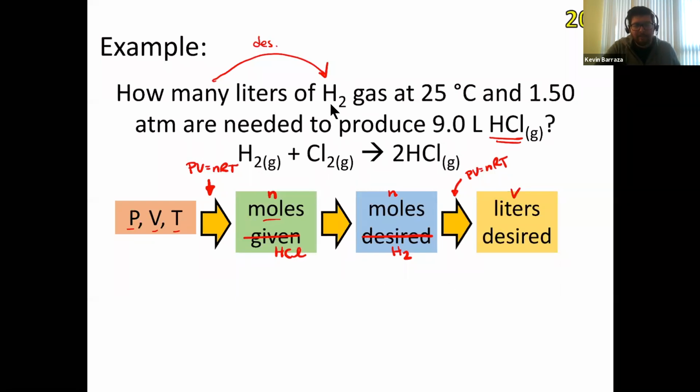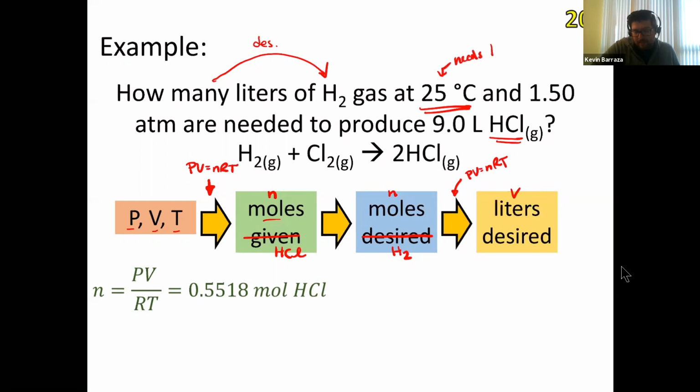Because it did not say that the temperature or the pressure were changing, we can reuse the same values. So it's just going to be PV equals nRT, do the stoichiometry calculation, and then go back to PV equals nRT. And if you actually plug in these numbers, again remember that we have to convert temperature to K, it needs K for a gas calculation. If we actually plug in these numbers, we get this quantity of moles, 0.5518.